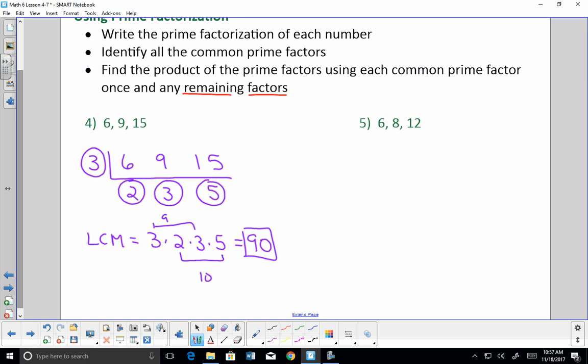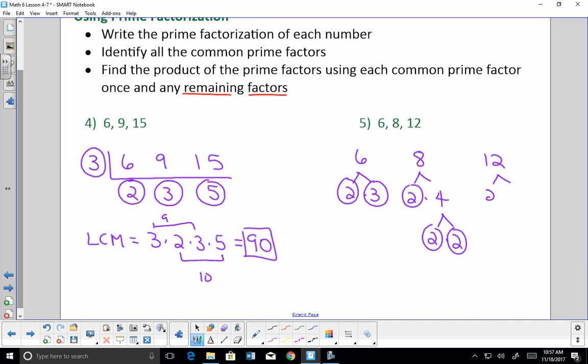Let's take 6, 8, and 12. Now again, I could use a division ladder, or I'm going to use prime factorization just to show you. I might go back and do both of these with the other form just to prove that it works. So if I use 6, 8, and 12, so let's do 6, let's do 8, let's do 12. 6 is 2 times 3. 8 is 2 times 4. 2 is prime, but 4 is not. 4 breaks down to 2 times 2. 12 is 2 times 6. 2 is prime. 6 is 2 times 3. So 2 and 3 are prime.